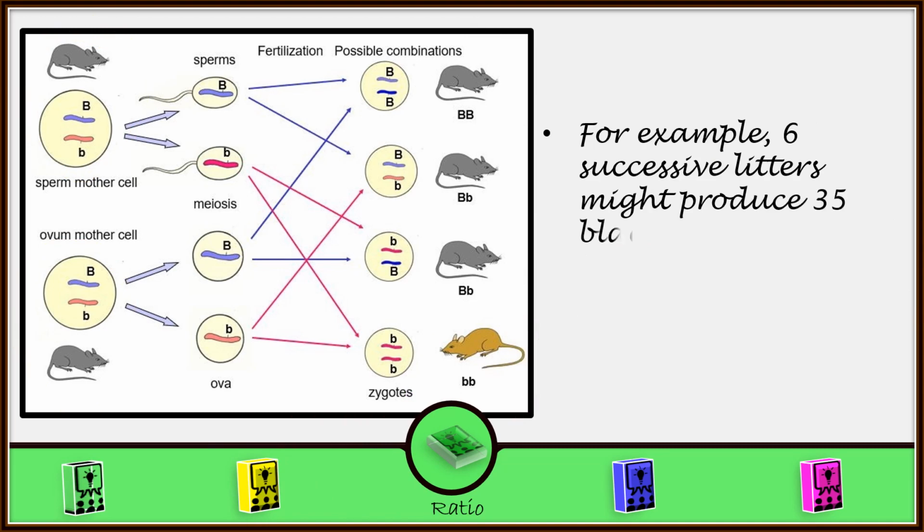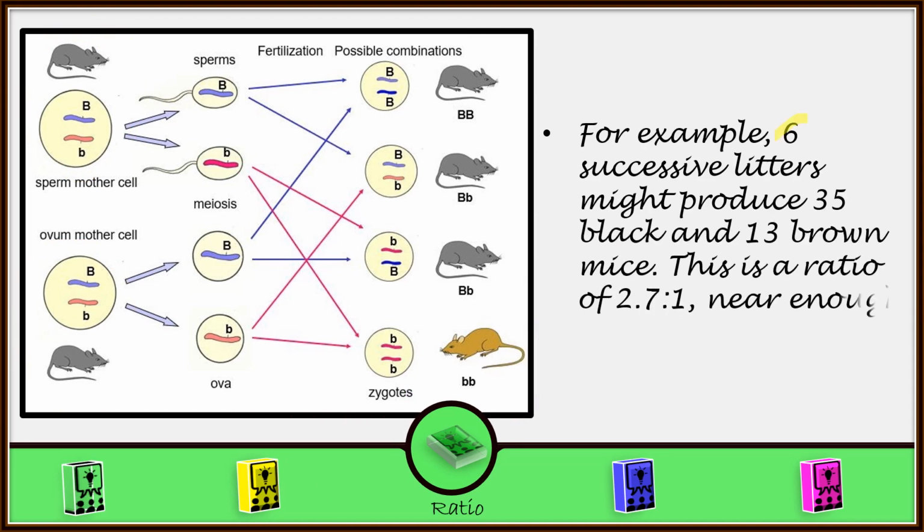For example, 6 successful litters might produce 35 black and 13 brown mice. This is a ratio of 2.7 to 1, which is near enough to 3:1. 3 blacks and 1 brown.